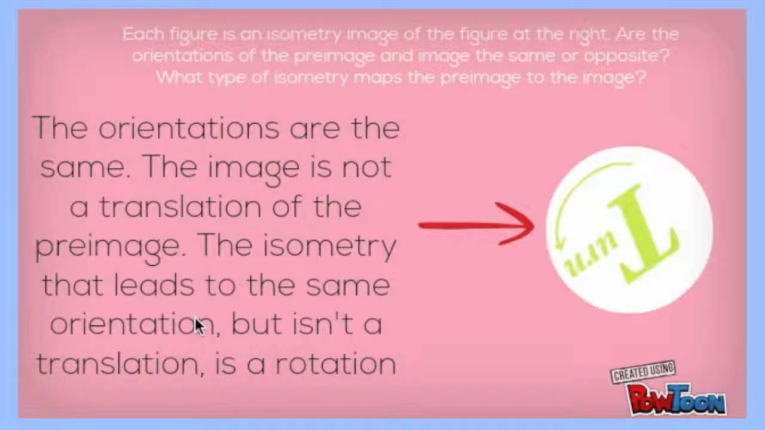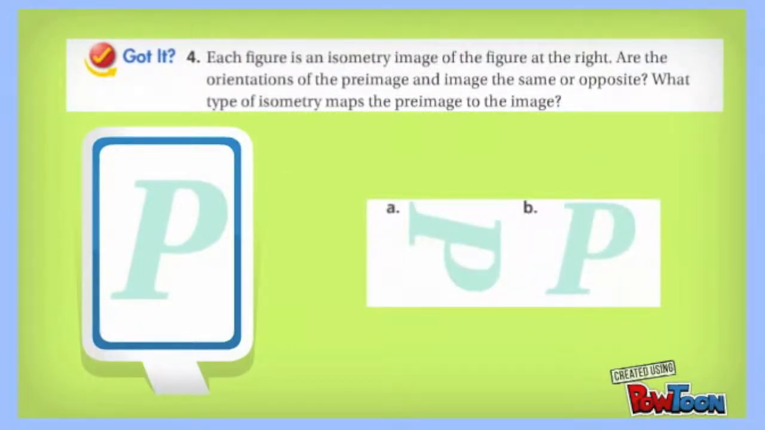The figure is over here, as you can see. The orientations are the same, and the image is not a translation of the pre-image because of the way it rotated. The isometry that leads to the same orientation but isn't a translation is called a rotation. A rotation is when the figure goes around, either clockwise or anti-clockwise, according to the number of degrees per image. So this is an example.